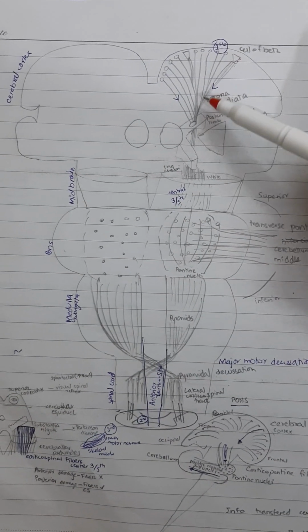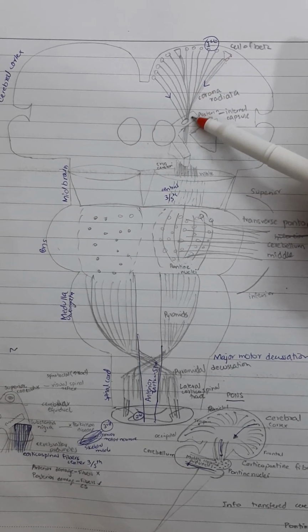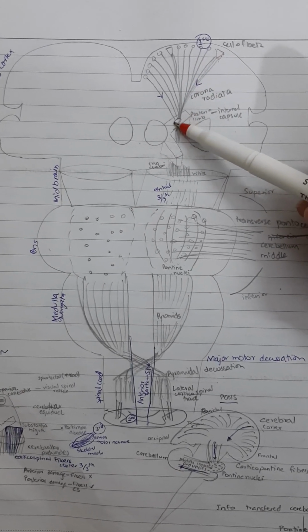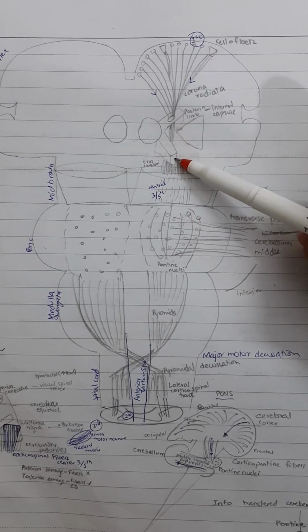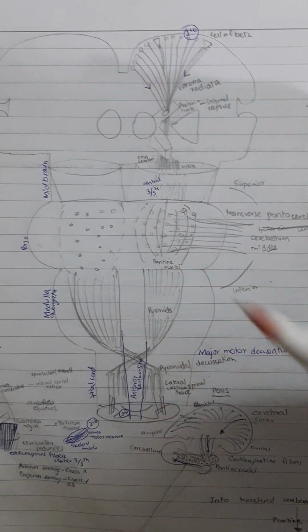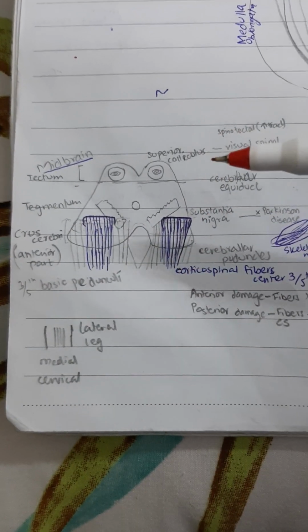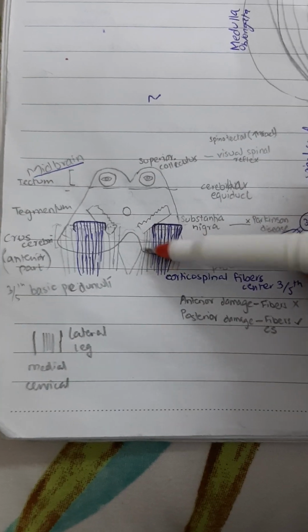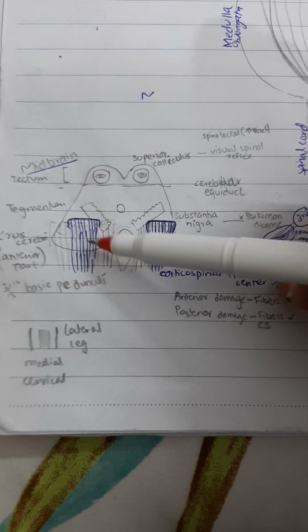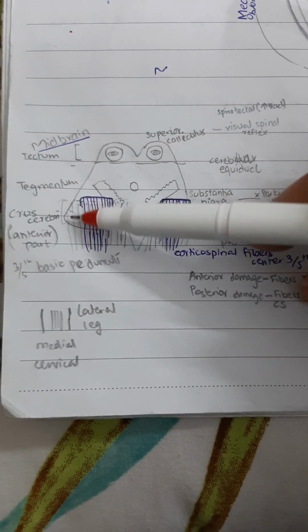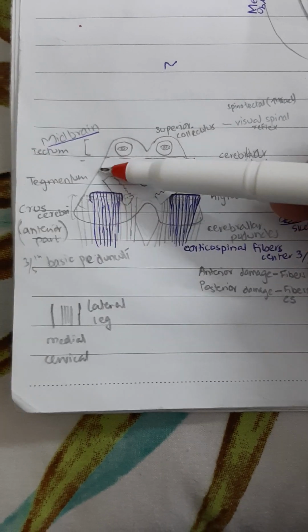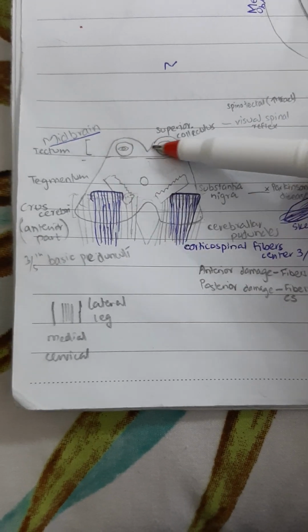We were talking about the corona radiata. They come to the posterior limb of the internal capsule, and then they descend and come to the midbrain. When we talk about the midbrain, it has parts. The anterior-most part is known as the crus cerebri. I'm going from anterior to posterior: anterior is the crus cerebri, then you have the tegmentum, and the most posterior is the tectum.